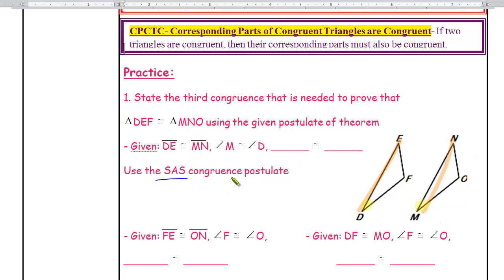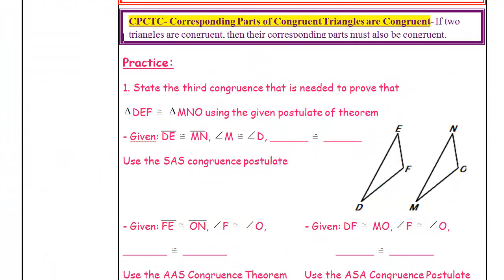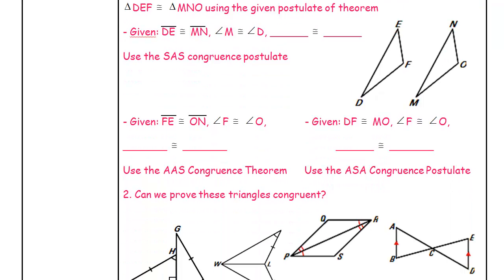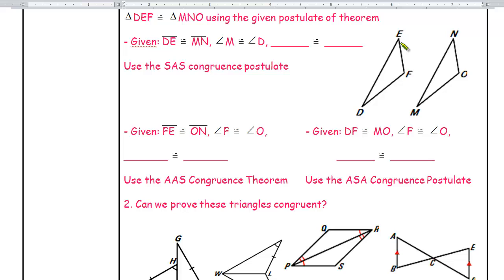And since I want to show this with side angle side, I'm also going to need to prove this side, this angle, so I need to include that angle. So it would have to be this side. So we'll say that DF is congruent to MO. And that justifies that these two triangles would be congruent using the side angle side theorem. Let's look at a couple more. So this one says that FE is congruent to ON, and that angle F is congruent to angle O.